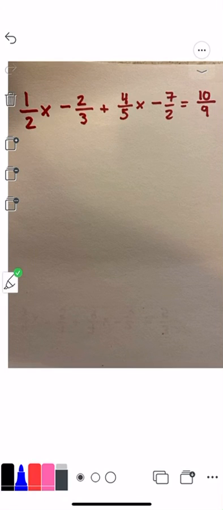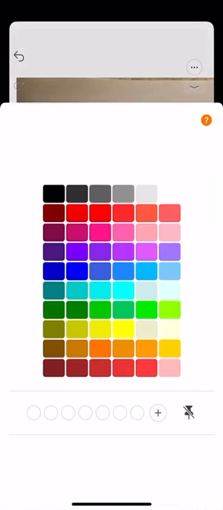Okay. Anyways, so obviously this is a terrifying looking problem, and there are a lot more fractions than you're used to. Now notice there are two x terms and there are two constants. This is just like when we were doing the problems in the first video. You have to go through and you have to combine like terms first.